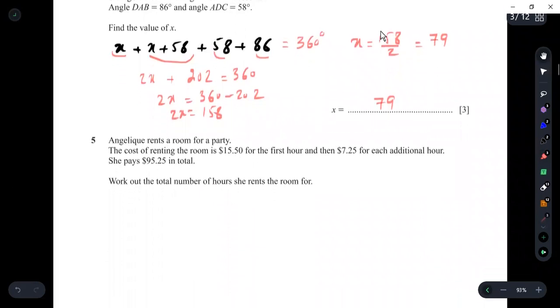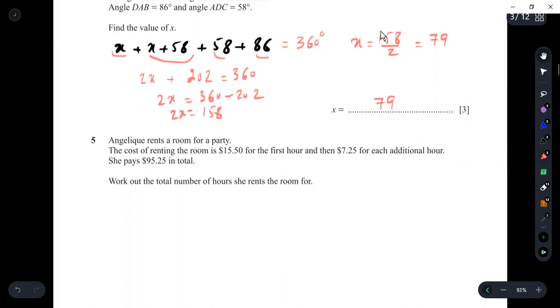Okay, so question 5. Angelique rents a room for a party. The cost of renting the room is 15.5 for the first hour and then 7.25 for each additional hour. She pays $95.25 in total. Work out the total number of hours she rents the room for.